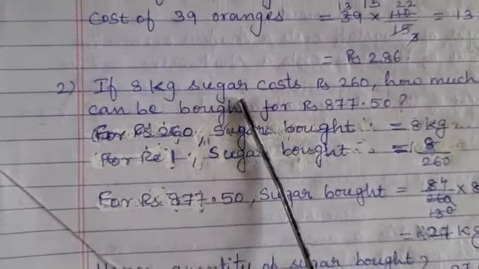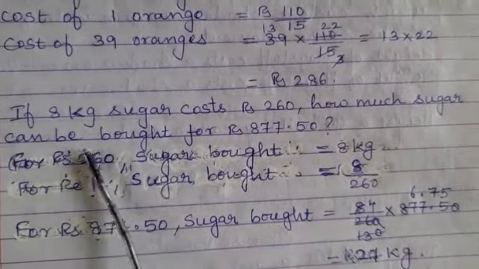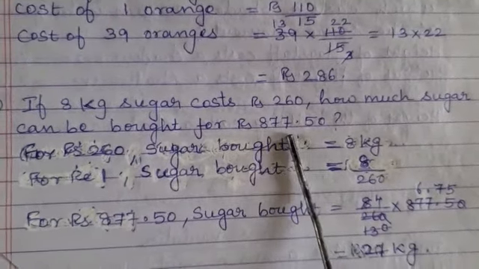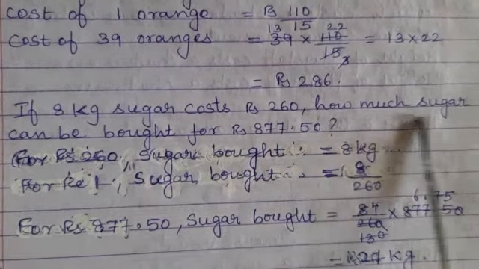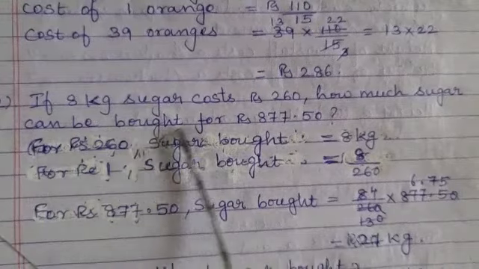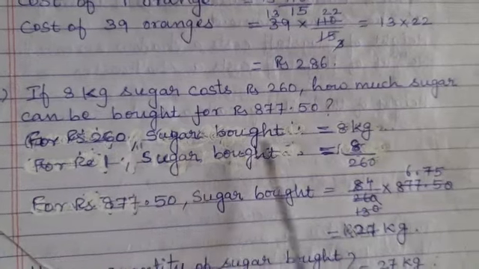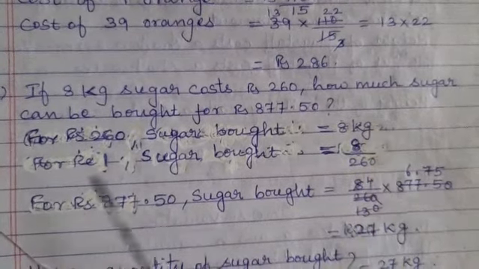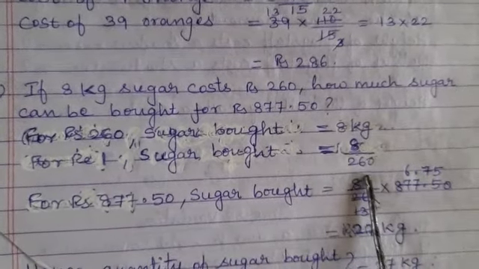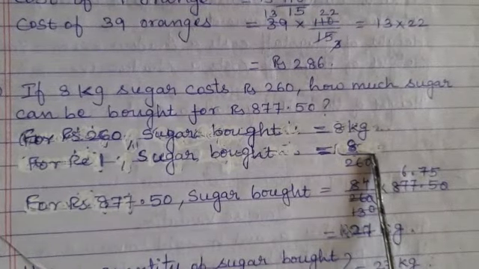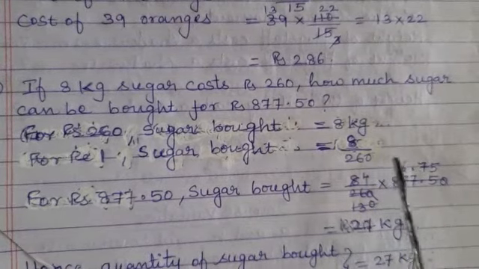If 8 kg sugar costs rupees 260, how much sugar can be bought for rupees 877.50? Once again, all of you read the question. Here the question asks, how much sugar can be bought? That means quantity. Quantity you have to find out. For rupees 260, sugar bought is 8 kg. For rupee 1, how much sugar? That is sugar bought equal to 8 by 260. Here the sentence and everything is very important. If you make the sentence otherwise, as cost of 8 kg sugar, you will find an answer, but the answer will not be correct.